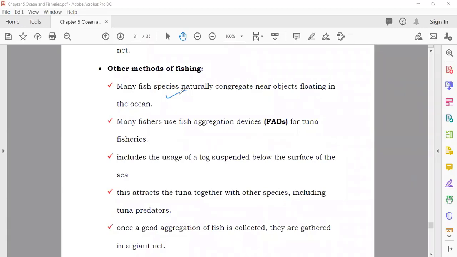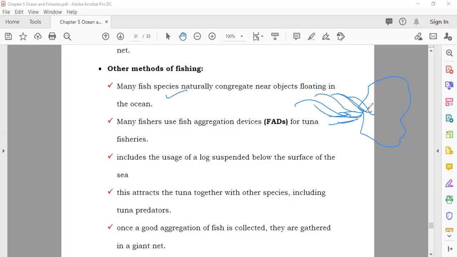When they are doing this, they are floating near that object. And sometimes you will find, maybe in National Geographic, a rock with a small hole inside, and you will find thousands of fish gathered there. Okay, all gathered here. So like this, they are coming to one place.